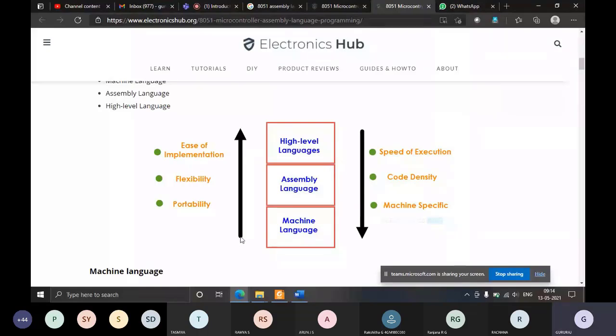You can see here, as you move from the bottom to the top, that is from machine level language to high level language, ease of implementation increases, flexibility increases, and portability increases. It is very easy to understand whatever code you write if you write it in high level language, and it will be flexible and portable.